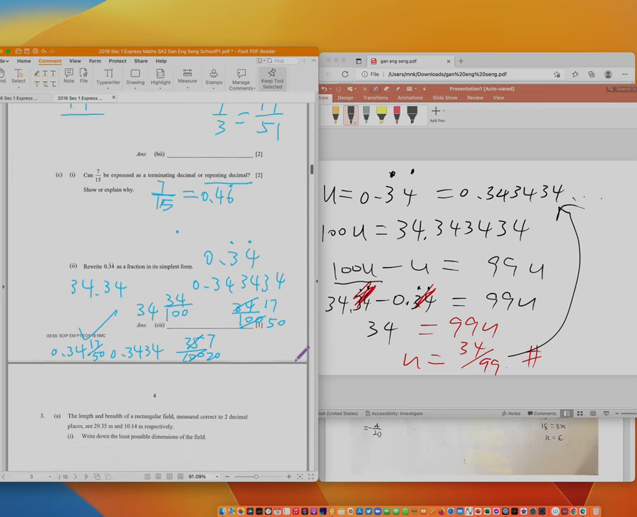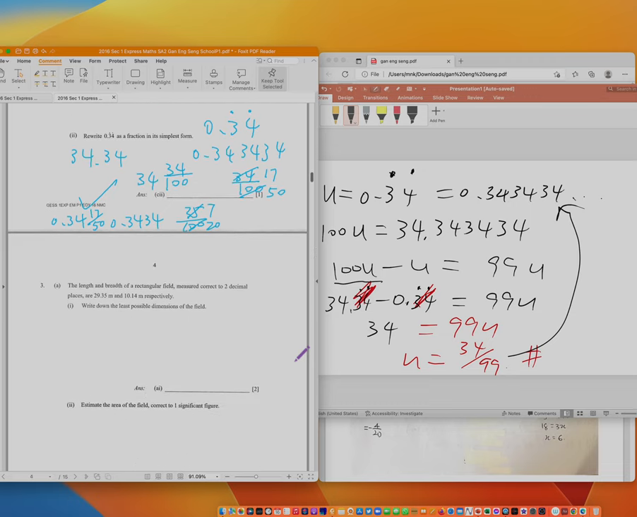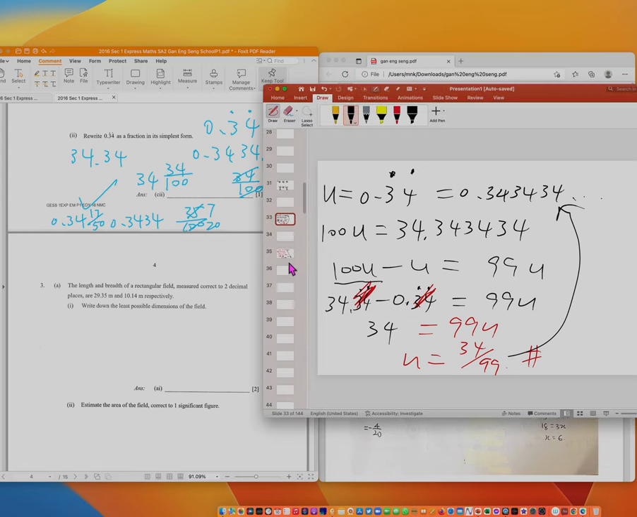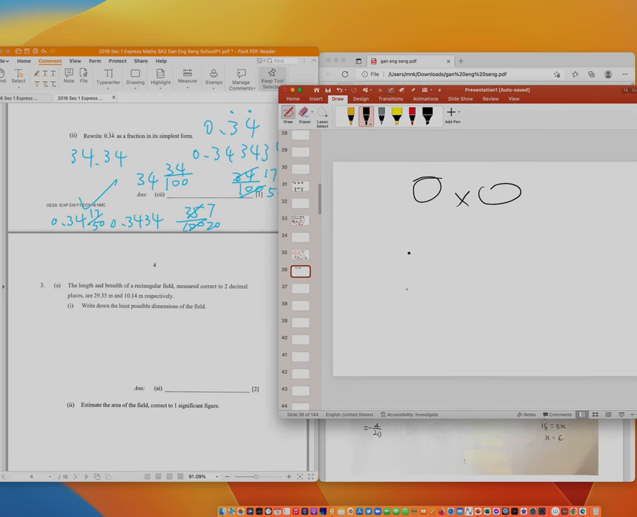Question 3, the least possible dimension. I thought that dimension and area are the same. Dimension is something times something. So for the least possible dimension, you just need to minimize. Basically your 29.35 and 10.14, you need to round to two decimal places.